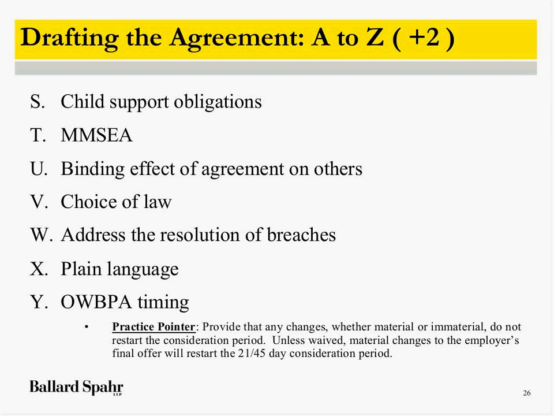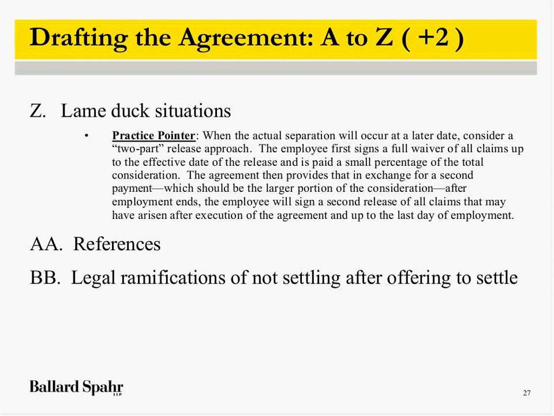In a lame duck situation, sometimes you have a separation agreement where people are staying on in exchange for a bonus. In that case, provide for a two-part waiver. One is signed at the time that the overall separation agreement is signed, and then there is a requirement that, in order to receive the subsequent payment, a second waiver will be signed at that time. Again, the Coach Nolan Richardson situation.